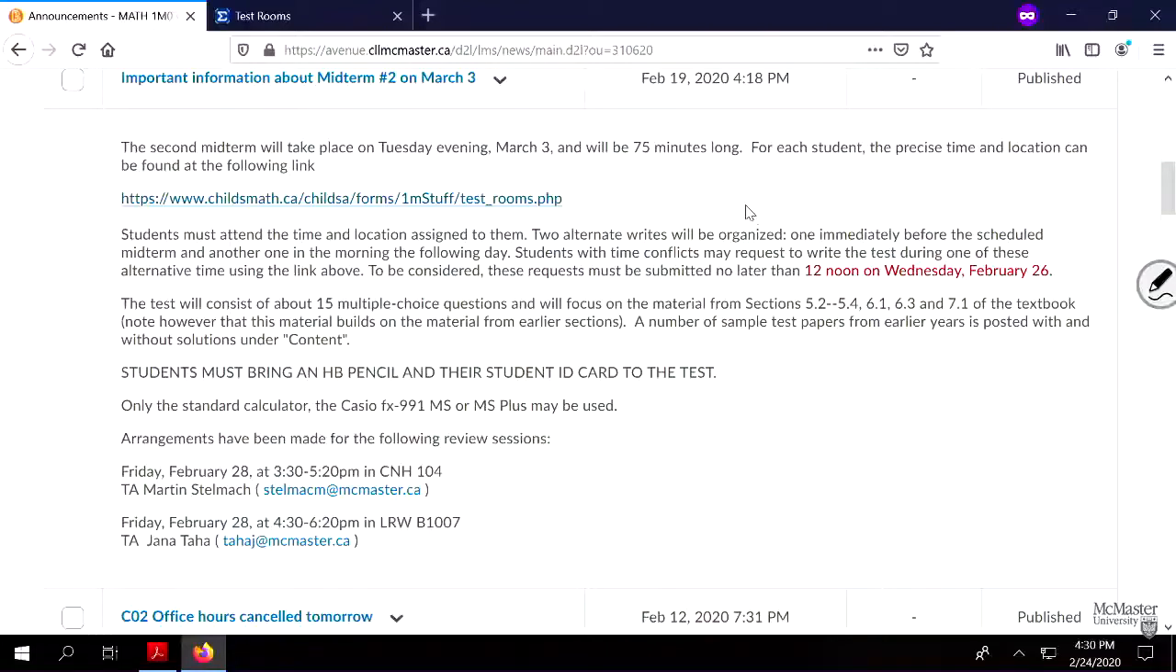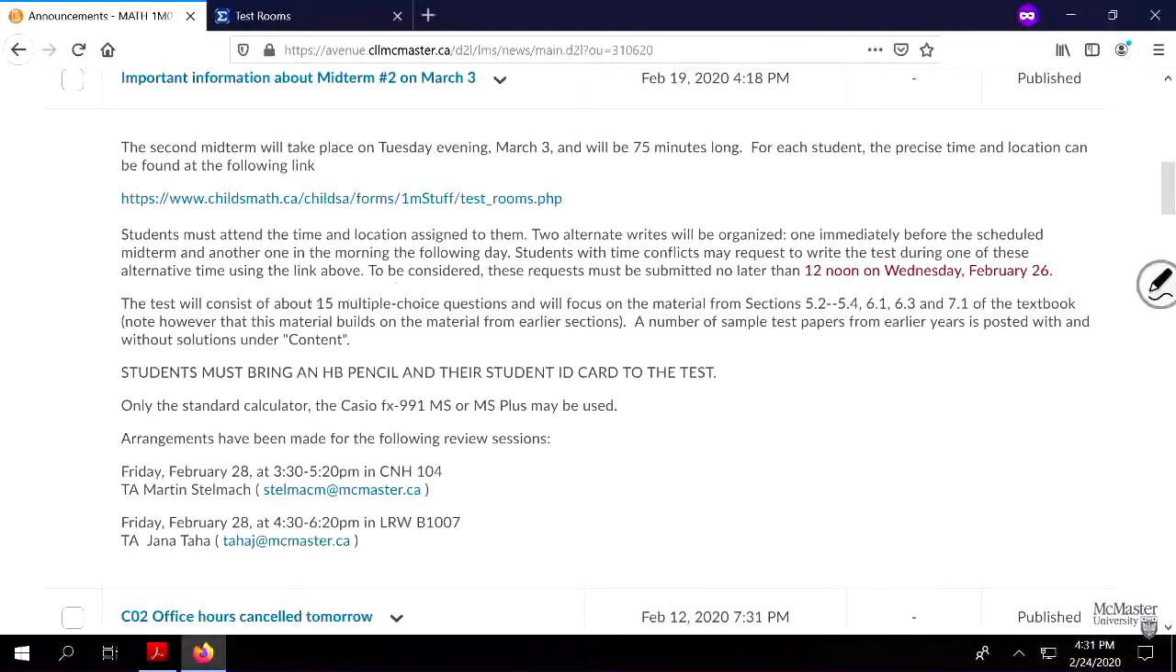If you have a class conflict or something like that, you have some possible alternate rights, either before the midterm or in the morning of the following day. This is the whole reason I'm doing this announcement, because the deadline to do a request for alternate writing, if you have a conflict, is no later than noon on Wednesday, February 26th. So that is the deadline. Please keep it in mind if you actually have an issue. So this is the most important part of the announcement, I guess.